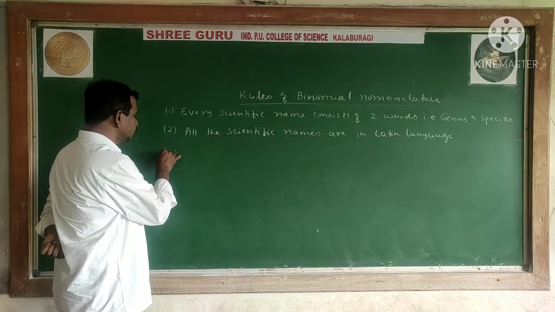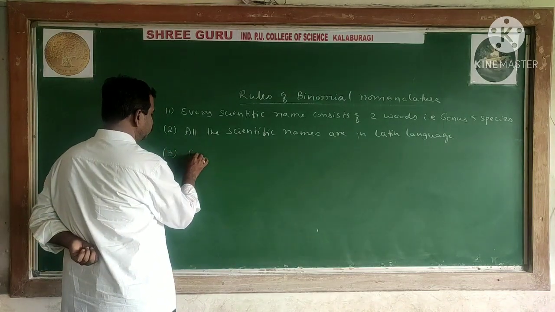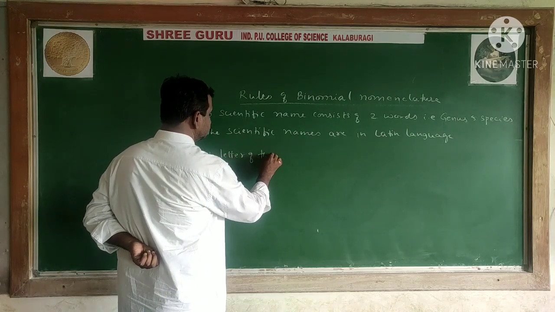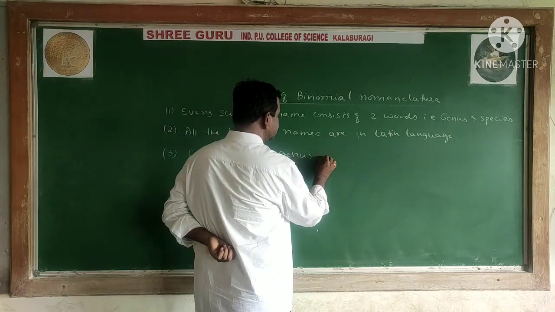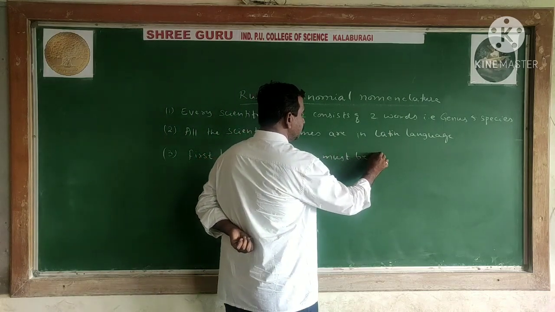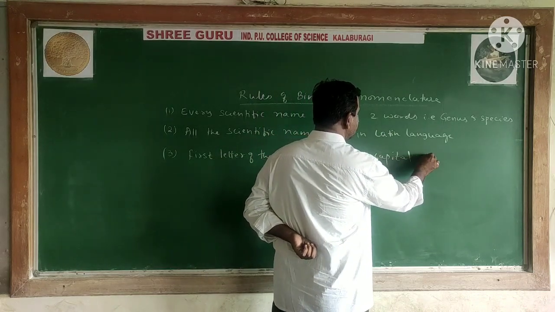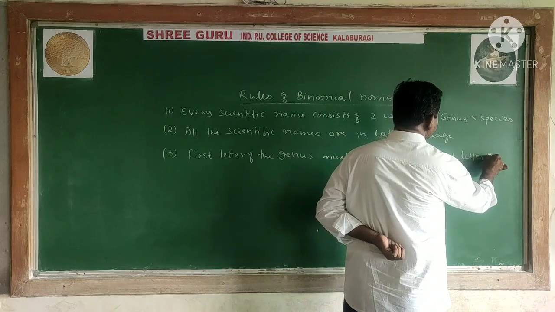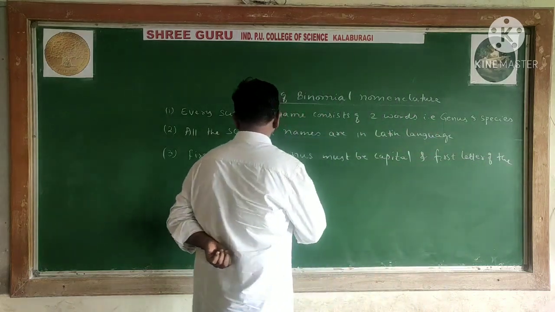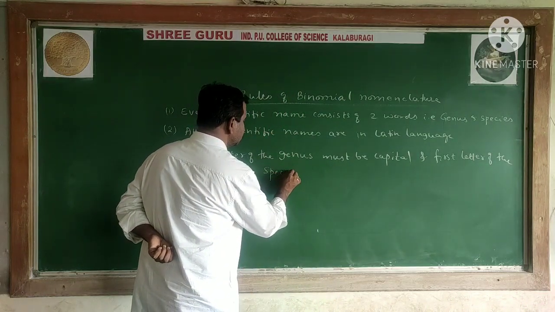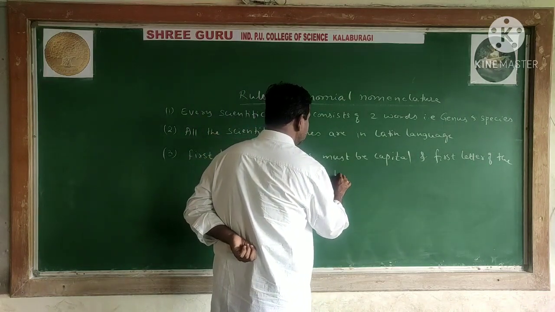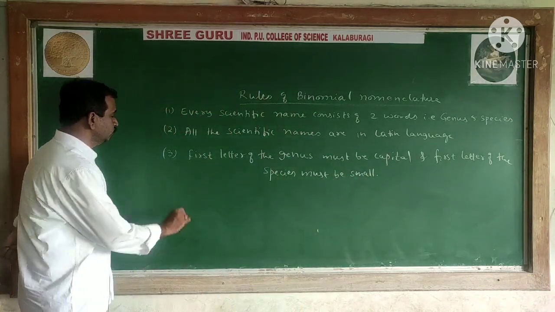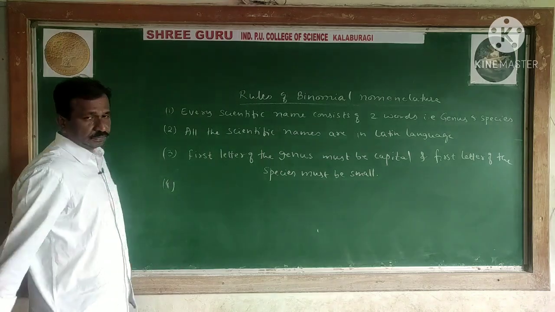Third one, first letter of the genus must be capital and first letter of the species must be small. Fourth one, this I will explain later on.